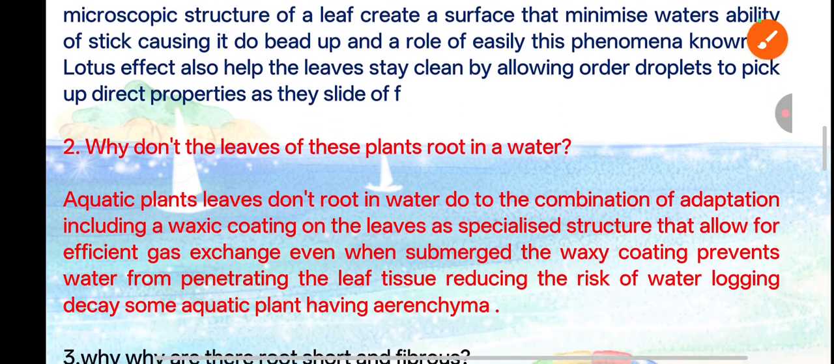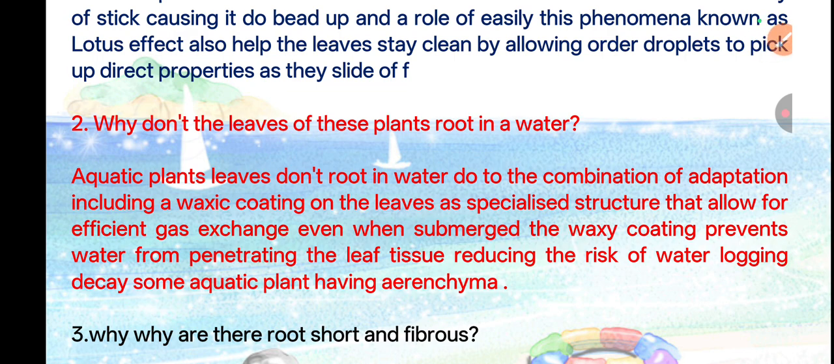Okay, next question. Why do the leaves of these plants not rot in water? The leaves of aquatic plants do not rot in water due to a combination of adaptations, including the waxy coating on the leaves and a specially structured surface that allows efficient gas exchange. Even when submerged, the waxy coating prevents water from penetrating the leaf tissues, reducing the risk of waterlogging and decay. Some aquatic plants have aerenchyma.